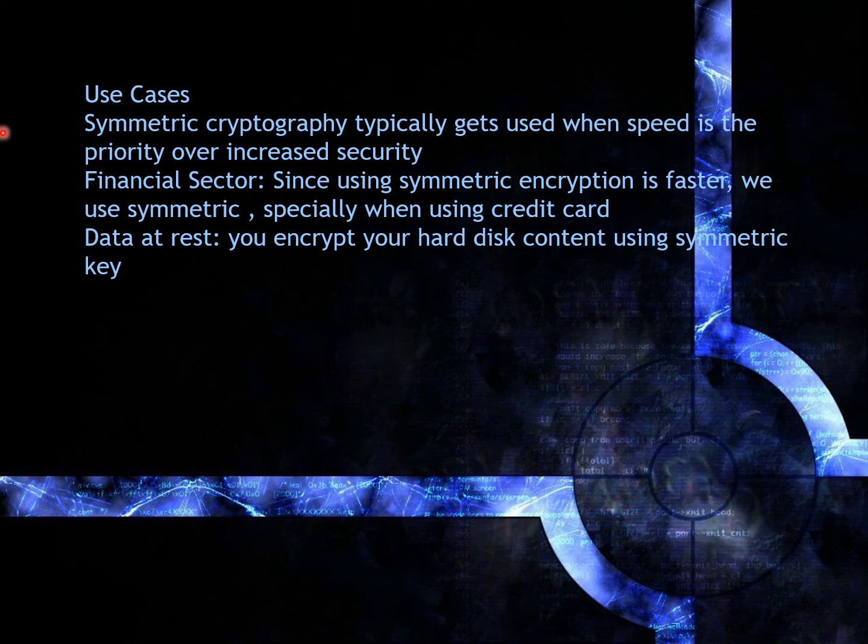What is the other area? Data at rest. For example, if I want to encrypt my hard disk on my computer, my files are at rest on the hard disk, right? I don't have to use different types of keys. I can use symmetric key because it is faster and I don't have to worry about the security of sharing that key because it is on my local machine. In that case, I use symmetric key.